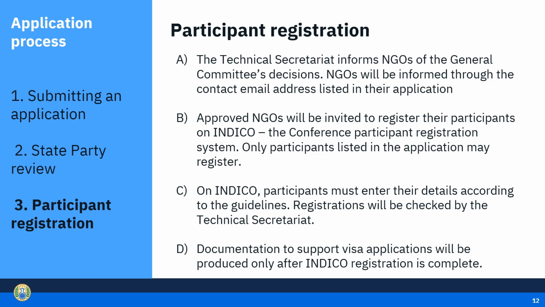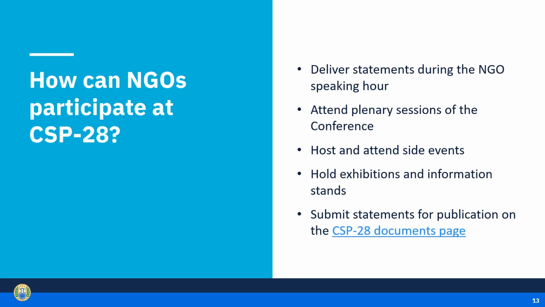The OPCW only produces documentation to support visa applications and is unable to help arrange appointments or support applications in any further regard. Now, I will quickly cover how NGOs can participate at the conference. Firstly, NGOs have a 1-hour speaking slot in the plenary. The list of speakers is coordinated by the CWC Coalition. NGOs may take seats in plenary sessions of the conference.